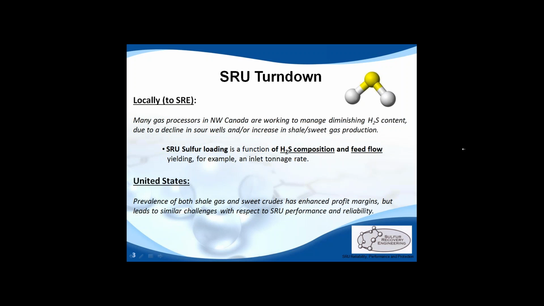In the United States, quite similar. Prevalence of both shale gas and sweet crudes has enhanced profit margins. It is easier to process shale gas and sweet crudes versus sour. But again, this leads to similar challenges with respect to the SRU. We like to have a high inlet tonnage rate, a lot of sulfur to process.